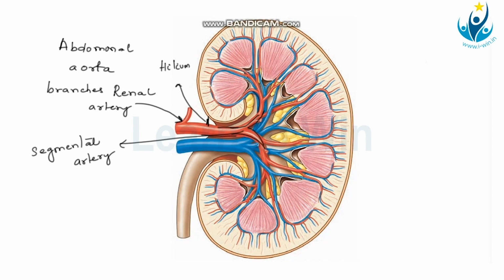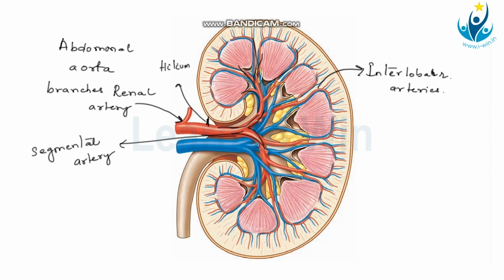And these segmental arteries further branch. Can you see? They will further branch into structures which are entering and covering the medulla like this. Okay, so these are called interlobar arteries. Okay, so this is the renal artery which branches into the segmental artery, which further branches into the interlobar arteries.